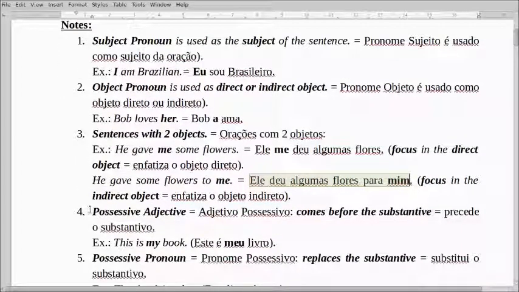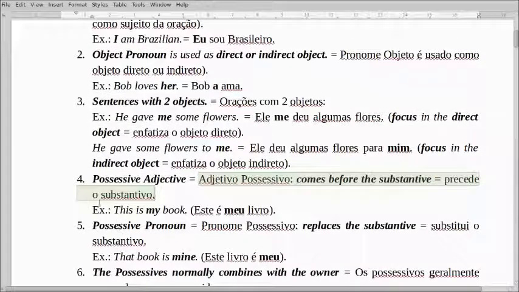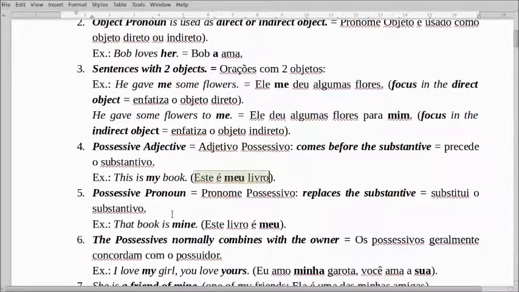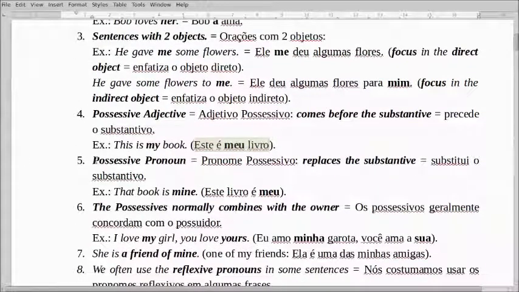Possessive adjective. Adjetivo possessivo. Comes before the substantive. Então, o adjetivo possessivo vem antes do substantivo. For example, this is my book. Este é meu livro. Vem antes do substantivo livro. Okay? Possessive pronoun, pronome possessivo.